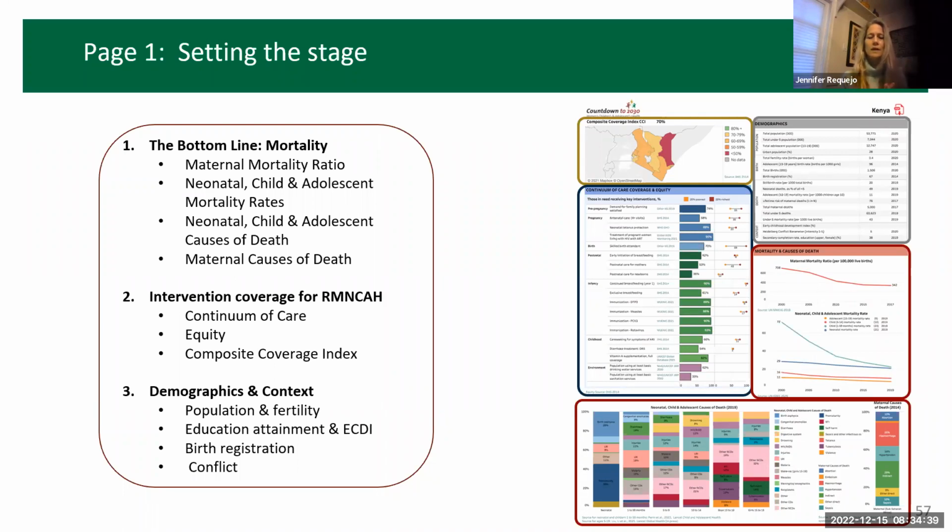And then you can see here we also have the continuum of care chart that shows how countries are doing in providing services across the RMNCAH continuum of care. And then there are other charts here that provide a lot of demographic and contextual information so that whoever is looking at this profile can understand how these values fit with key facts of the country, including fertility, population trends, education, early childhood development, and other factors.